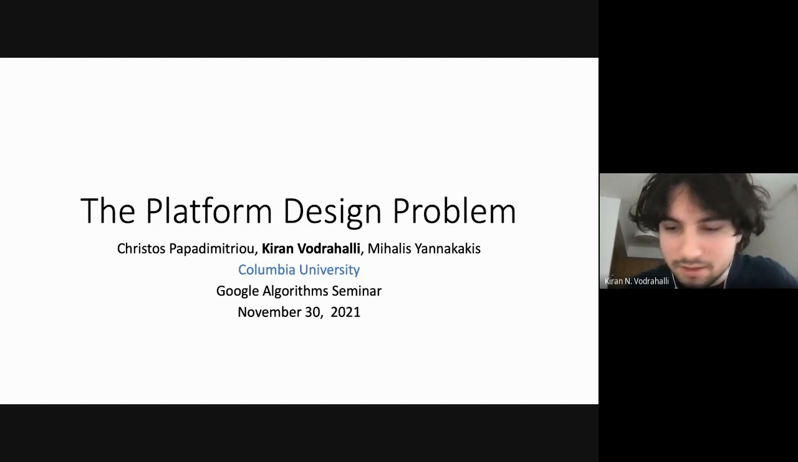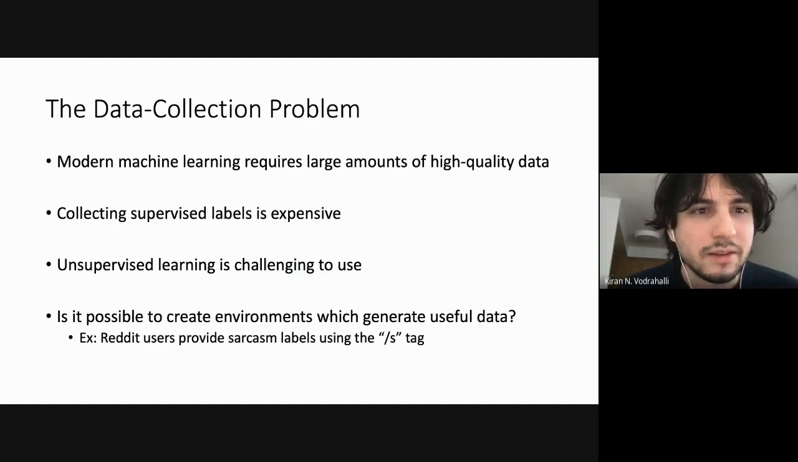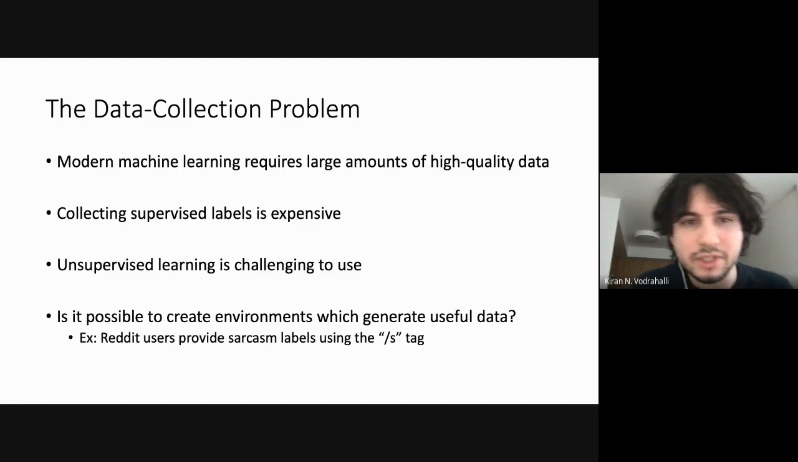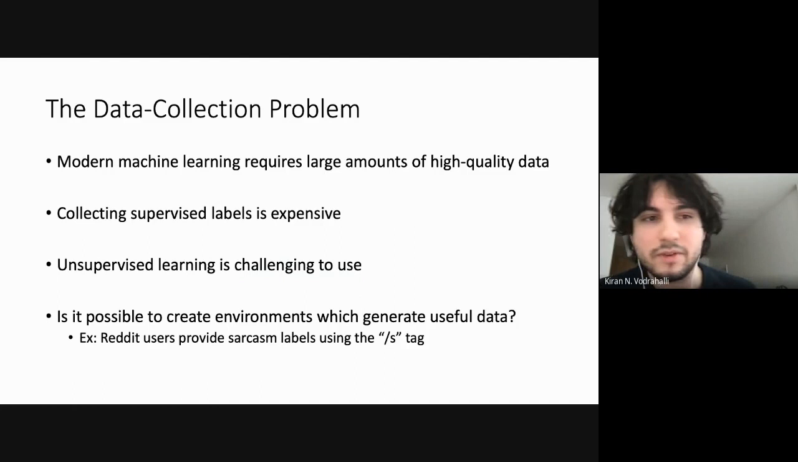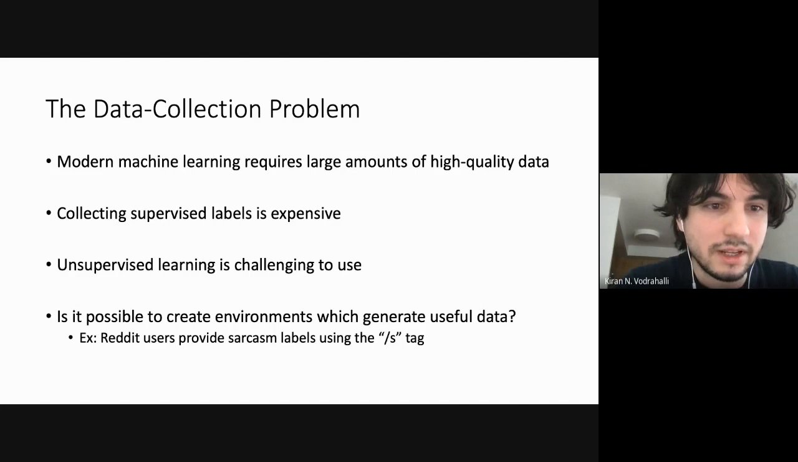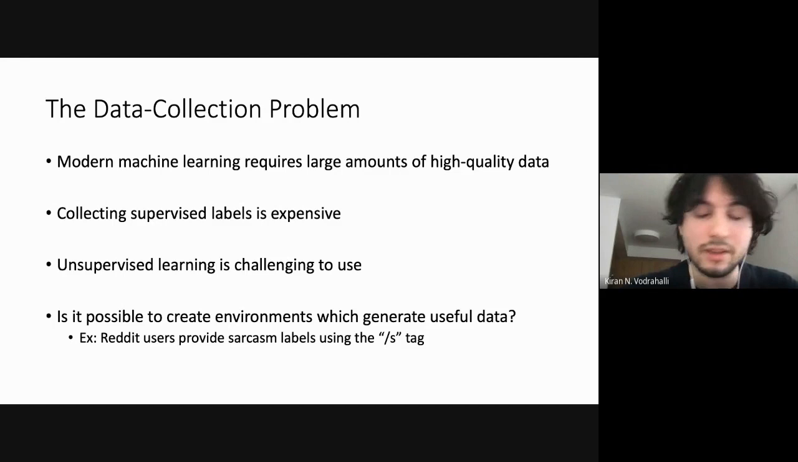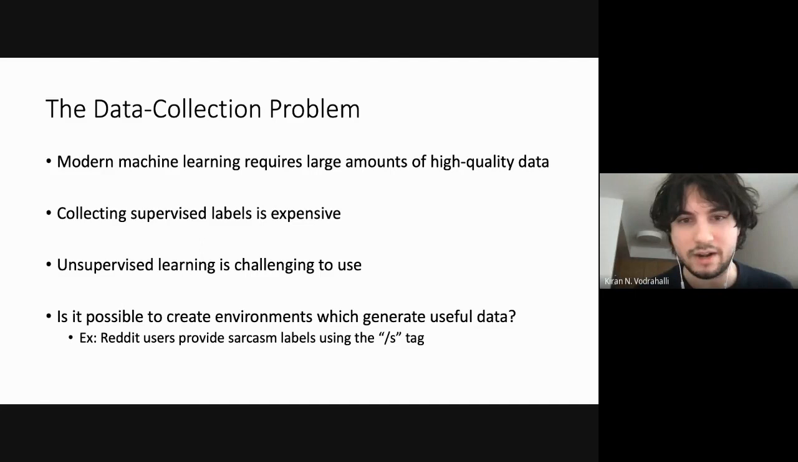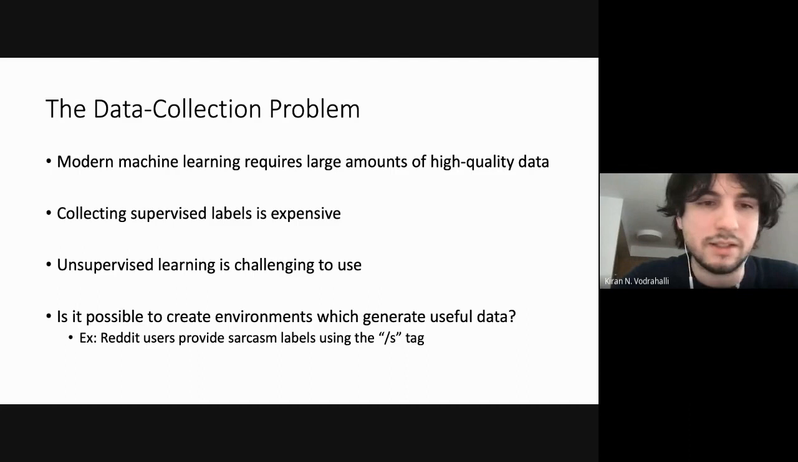Okay, so basically, let's take a step back first and think about data collection in machine learning. Modern machine learning requires large amounts of high quality data. Supervised methods are very popular and very successful, but collecting supervised labels is very expensive. On the other hand, this is kind of why unsupervised learning has sprung up in the past decade or so, and it's more challenging to use. It depends on what's inside the data sets that you look at, right? For instance, large language models are often trained on a huge internet corpus, and so it has different challenges because it's not exactly clear what you can extract from it.